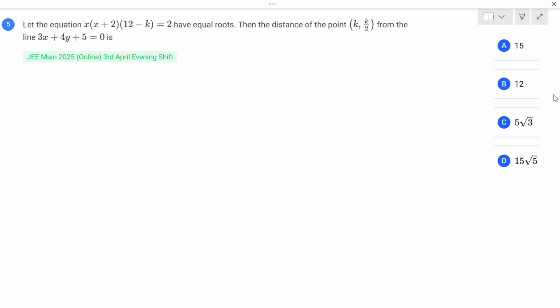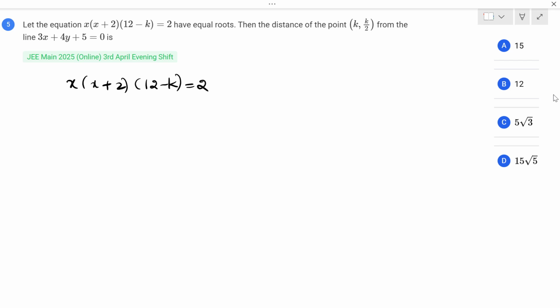Hi amigos, this question is based on the nature of the roots of the quadratic equation. Let me take the quadratic equation, that is x into x plus 2 into 12 minus k is equal to 2. He is saying that this quadratic equation should have equal roots, find k. Of course, after finding the k, he is asking the follow-up question that we can do easily.